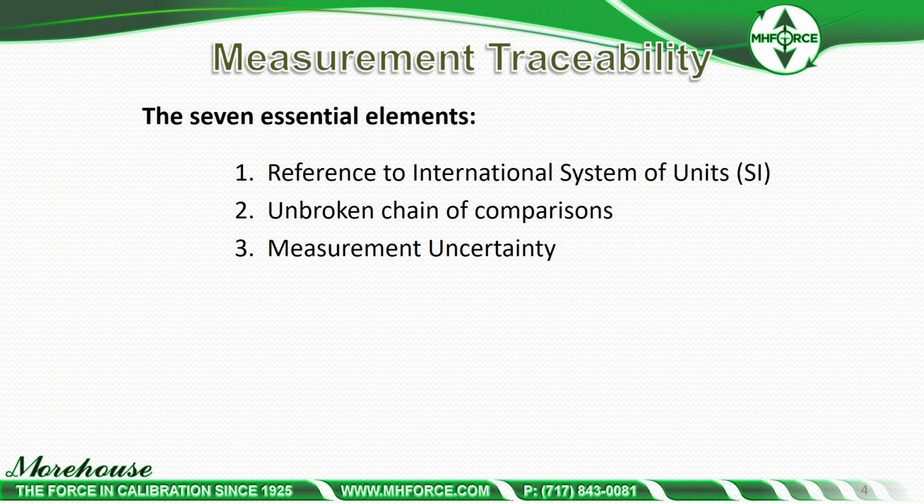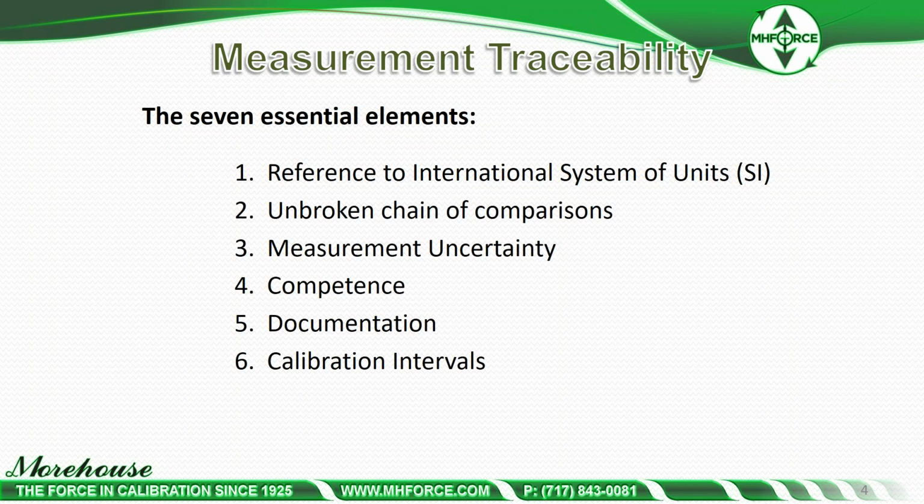The third is measurement uncertainty. The fourth is competence. The fifth is documentation. Sixth is calibration intervals. And the seventh is measurement assurance. And measurement assurance really holds everything together. And we're going to break these 7 elements down and discuss one-on-one what each of them are.